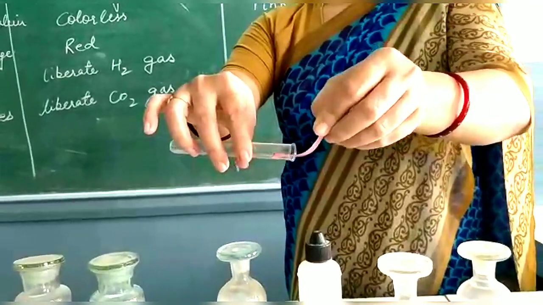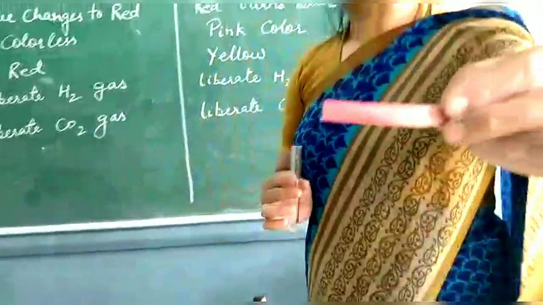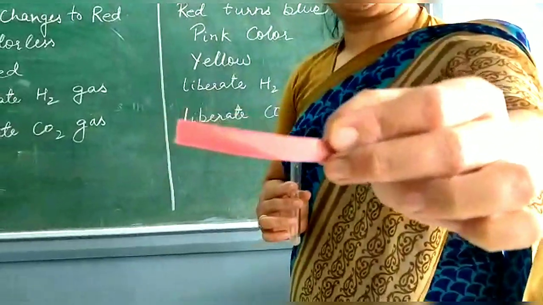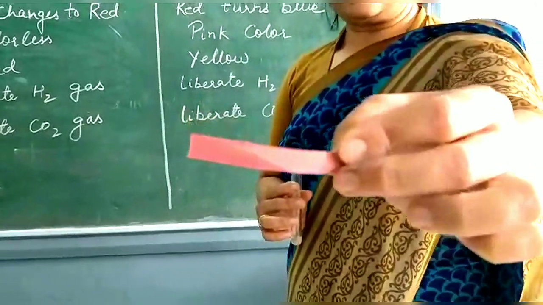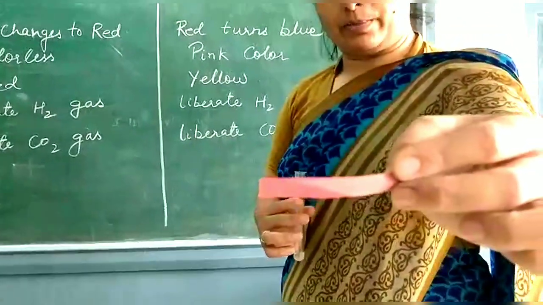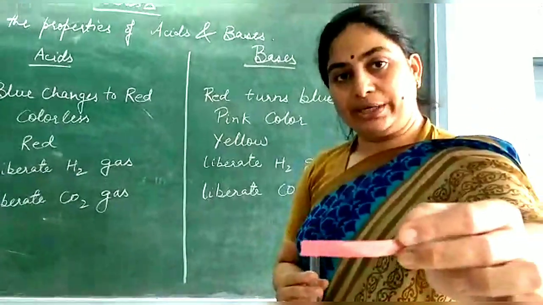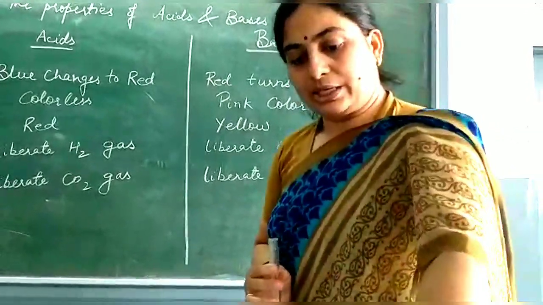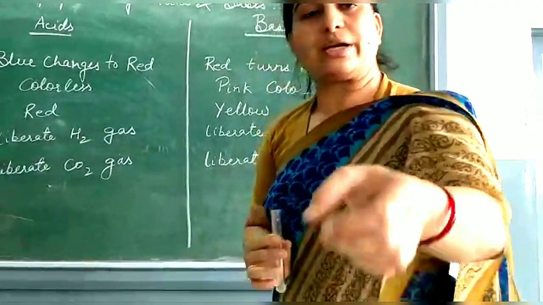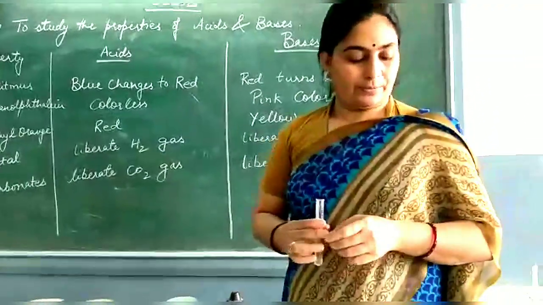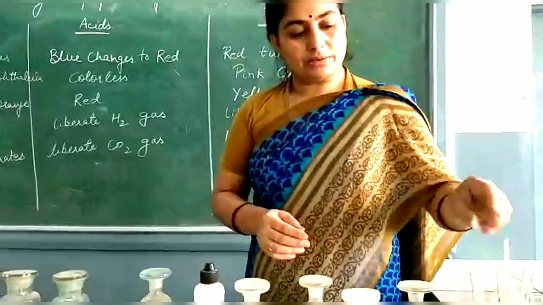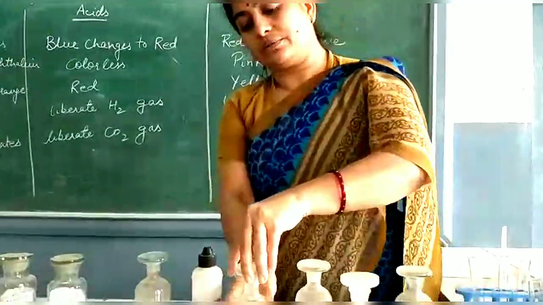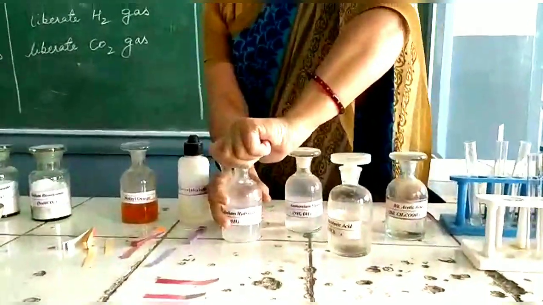On dipping this red litmus in the acid, we do not find any change in color. As I told you, acid has the property to change only blue into red and will not show any change with red. So you can see that there is no change with red litmus paper. Okay. Now let's see about base. So I'm taking base in one of the test tubes.